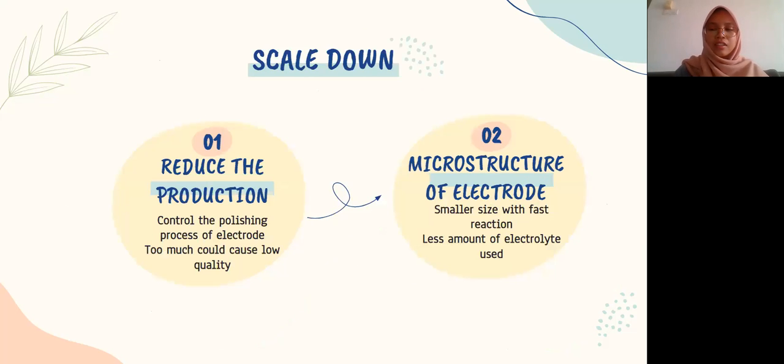For the scale down of our production, we can reduce the production first by controlling the polishing process of electrodes. When a lot of electrodes are polished without being sold to the customer, it can cause low quality of the water clock. Next, we can scale down by using microstructure of electrodes. Microstructure of electrodes is a smaller size which gives a faster reaction. Less electrolyte will be used for this scale down process. So I will pass to the next presenter.